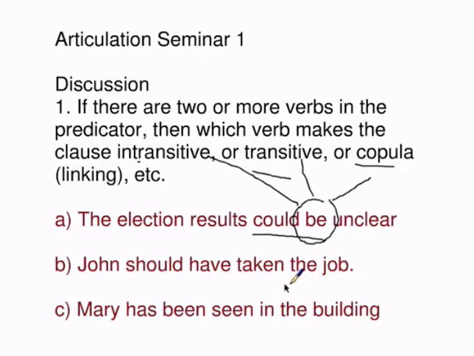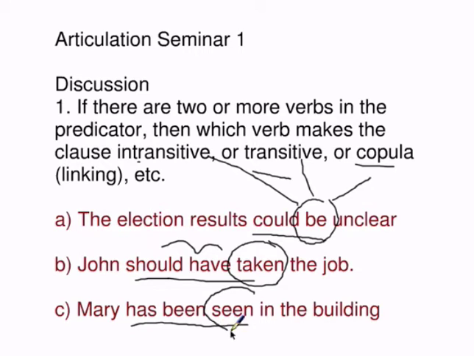helping verb. For example, John should have taken. The essential message is John take job. These helping verbs, they help you to see the whole thing in a different kind of manner. Similarly, Mary has been seen in the building. There are three words in the predicator, and in that predicator you have one lexical verb here.